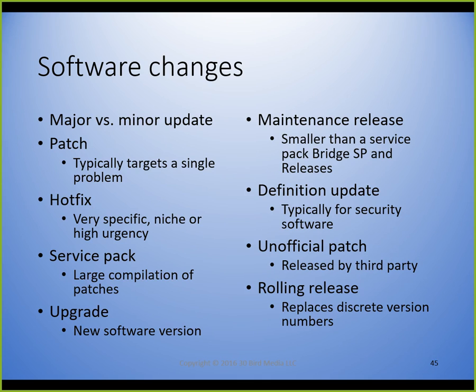Rolling releases replaces the discrete revision numbers. They just keep updating things, and I think that's kind of what the Androids do, and some releases of Linux do that. They just keep updating. They don't really change the version numbers. They don't go from a Red Hat 3 to a Red Hat 4. They just keep updating the current.